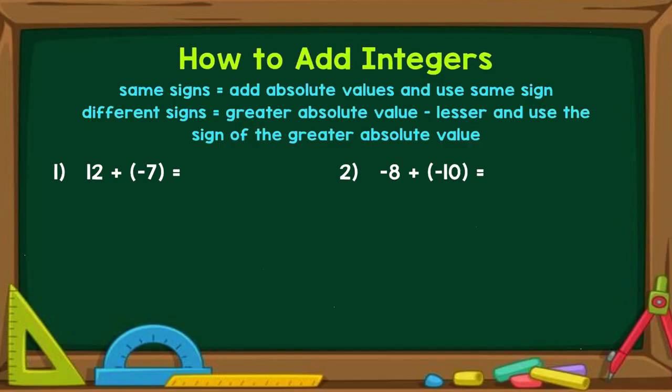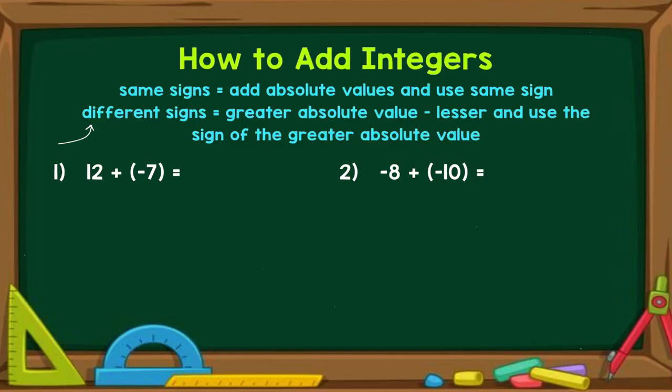We'll start this problem by taking a look at the signs. We have a positive 12 and a negative 7. So we have different signs, a positive and a negative. Since we have different signs, we are going to take the greater absolute value and subtract the lesser. Our answer will take the sign of the greater absolute value.